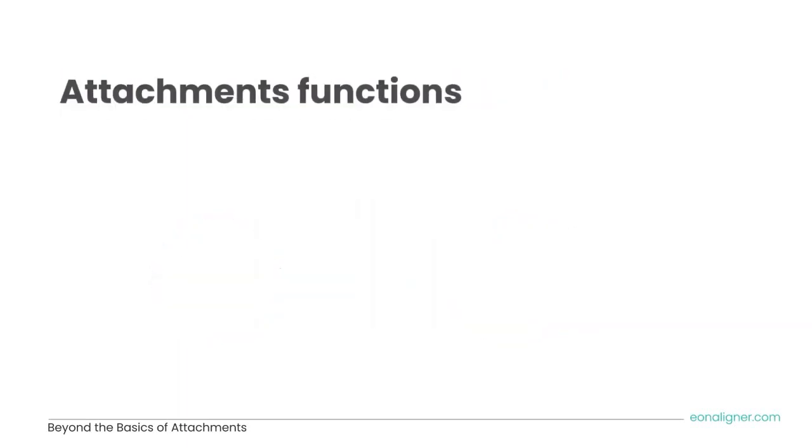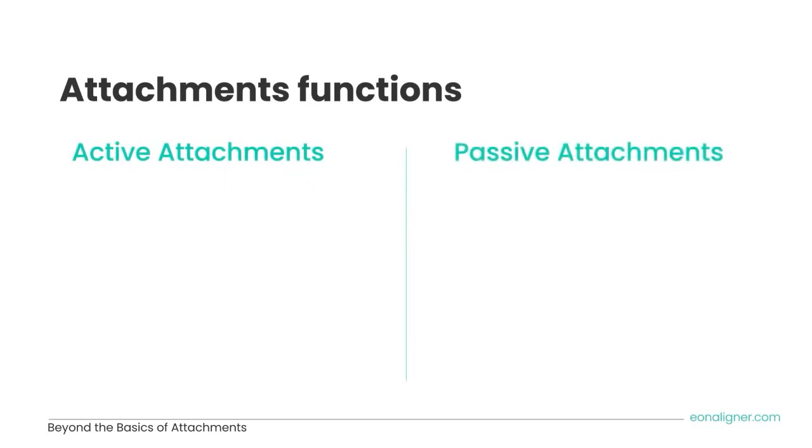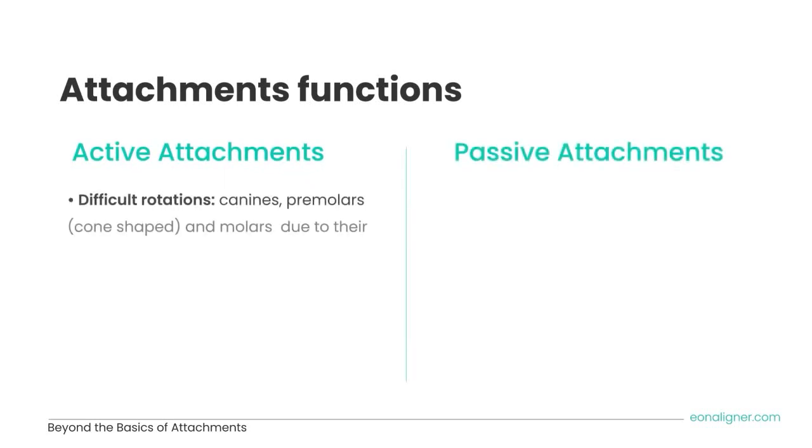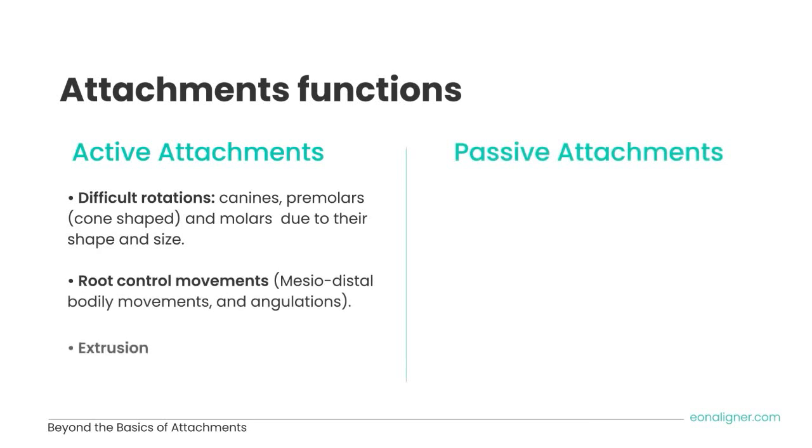Now, moving forward, attachments can be classified into two categories according to function. They can be either active or passive. Active attachments are used to achieve some difficult movements. Some examples for those movements are difficult rotations of canines, premolars, and molars due to their shape and size, root control movements needed in mesiodistal bodily movements, and tooth angulations.